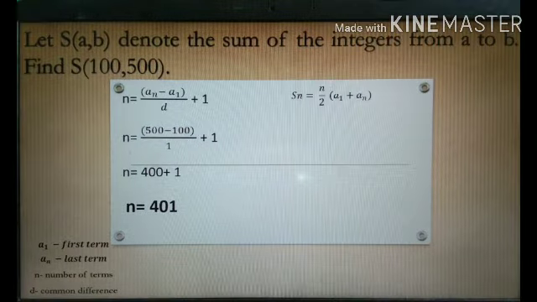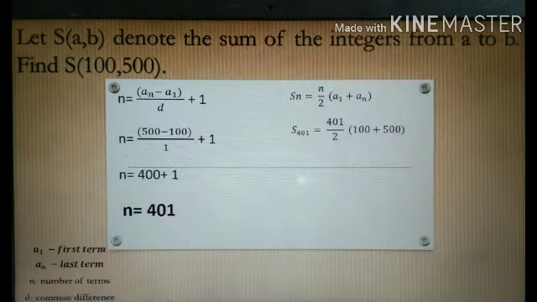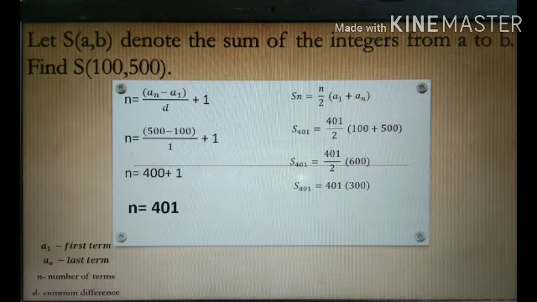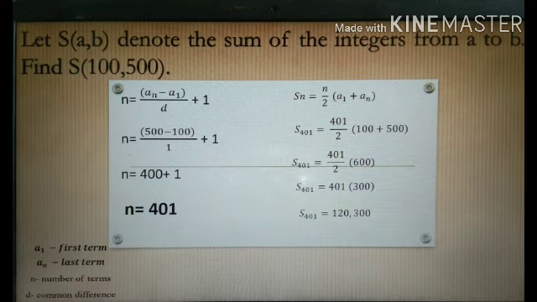To get the sum, we will use the formula S sub n is equal to n over 2 times the quantity of the first term plus the last term. By substitution, we have 401 over 2 times 100 plus 500. That will be 401 over 2 times 600, which is also equivalent to 401 times 300. And 401 times 300 is equal to 120,300. Meaning to say, the sum of the integers from 100 to 500 is equal to 120,300.